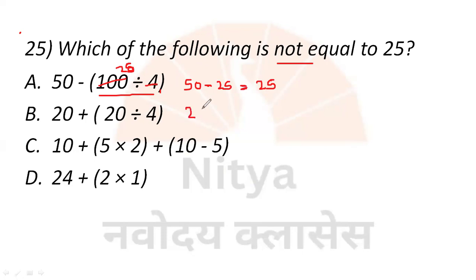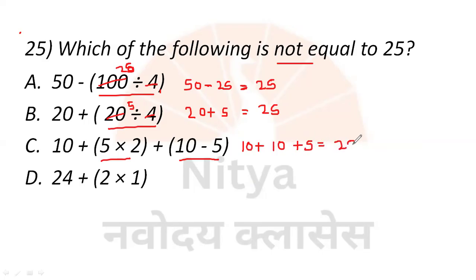See here next. 20 plus, you have to solve the bracket. 4 ones are 4, 4 fives are 20. So when we add 20 plus 5, 25. So this is also not our answer. See here, 10 plus, you first solve the bracket. 5 twos are 10, and plus, in this bracket 10 minus 5 is 5. So 10 plus 10 is 20, plus 5 is 25. So these are all equal to 25, no?